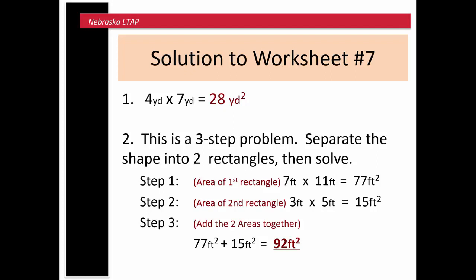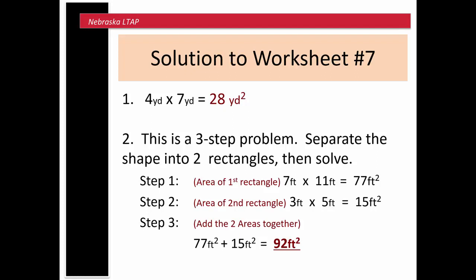Alright, so on worksheet number 7, exercise number 1, pretty straightforward, right? It's a rectangle that is 7 yards by 4 yards. So that's a pretty simple calculation. You end up with 28 square yards. Number 2 kind of threw a little curve in there for you. You're given an odd shape that looks like something's been cut out of it. If that was a sheet of drywall, there's been a square or something cut out of it. And we need to know what is the area of what's left there.